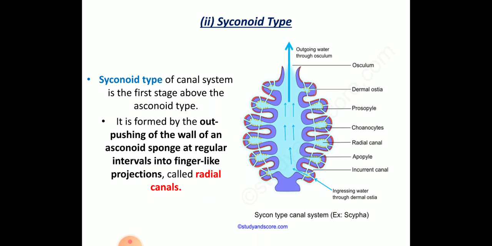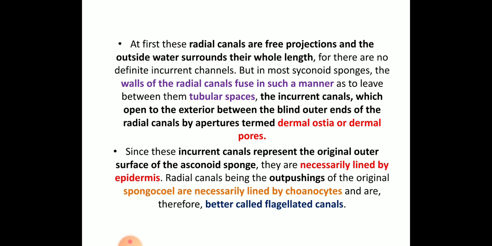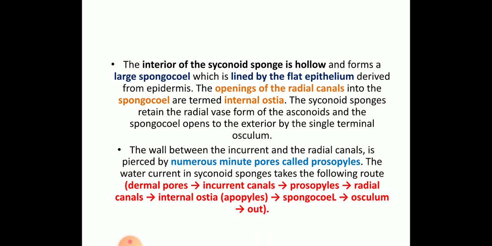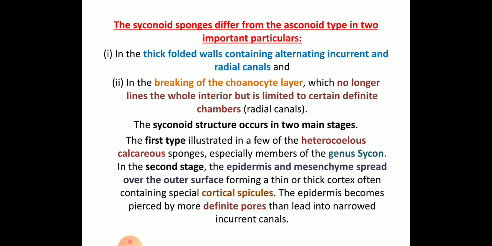So dermal pores are mainly present in each radial canal, and there the exchange of water takes place. So how is the water thrown out? Water enters the dermal pores, incurrent canals, radial canals, internal ostia, spongiocoel, and osculum, and it is thrown out. So this is how water transmits from the outer region to the inner region, and later it is thrown out.